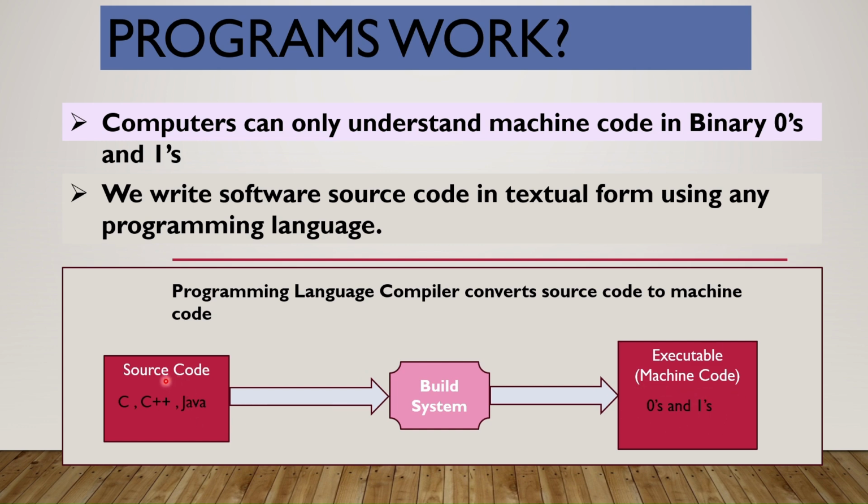So for example, you have written source code in C, C++ or Java. It will be built through a build system. The build system actually converts your code into machine code, which is in zeros and ones, which the target platform can understand.